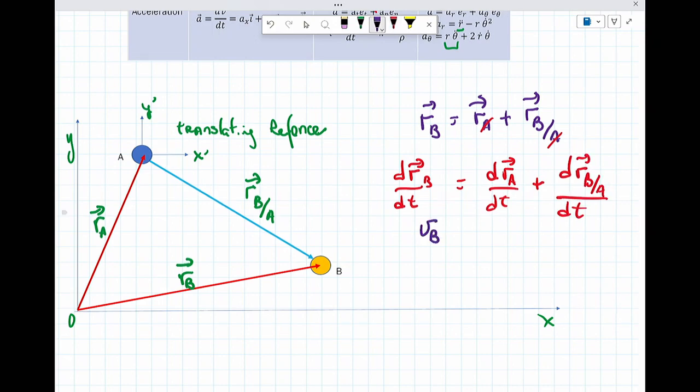I end up with v B equals v A plus v B relative to A. I can again take another derivative on that, and if I do, I get the acceleration.